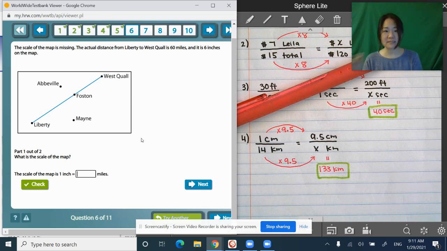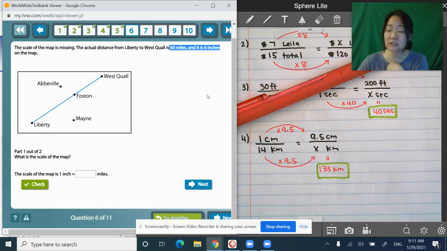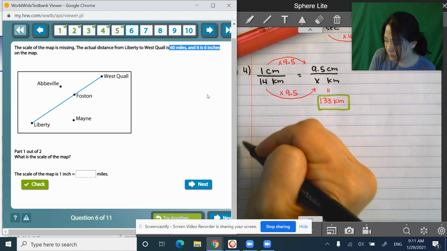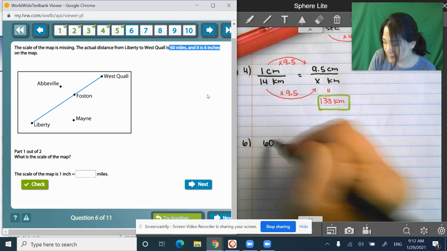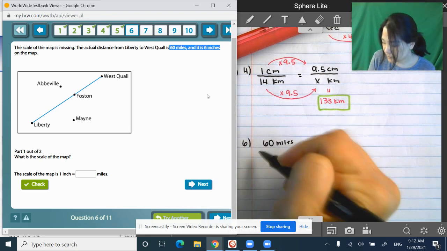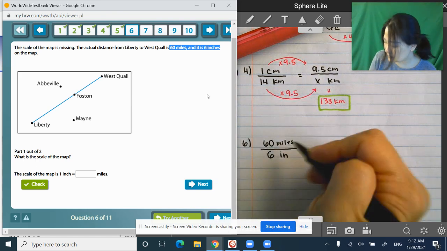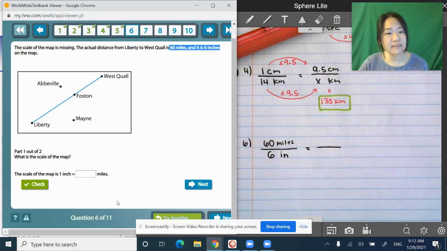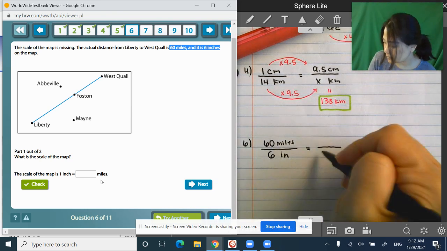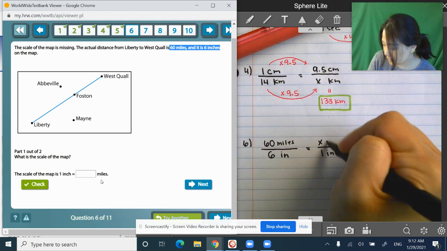Okay, now think about this. It says the scale of the map is 1 inch represents how many actual miles. Over here it says 60 miles is the actual distance, and that is 6 inches on the map. So I'm going to write that 60 miles represents 6 inches, and set it equal to 1 inch, x miles, because I want to find out how many miles 1 inch is.